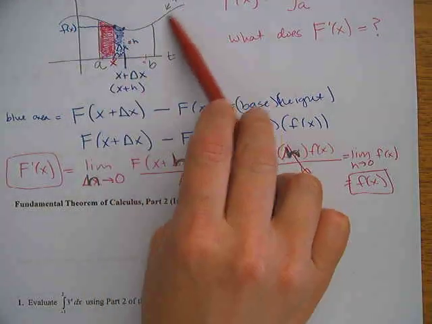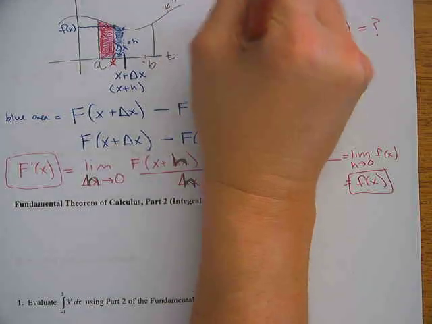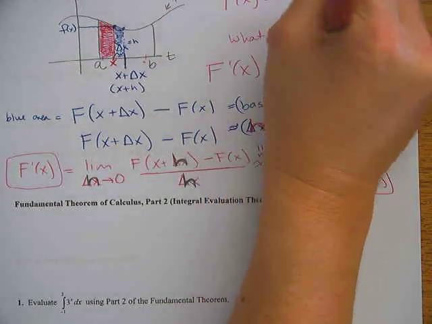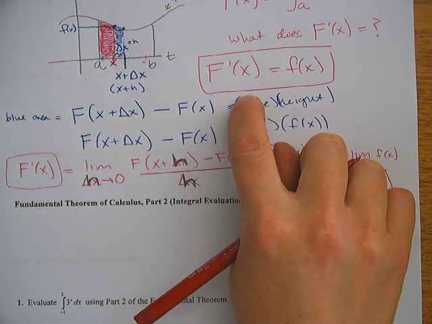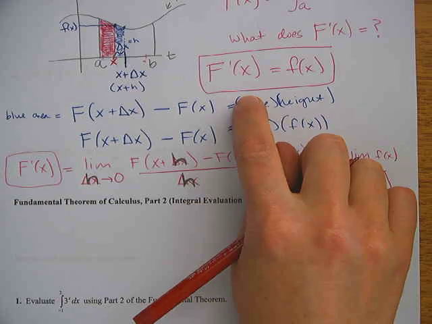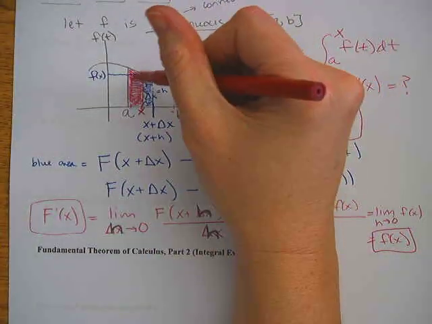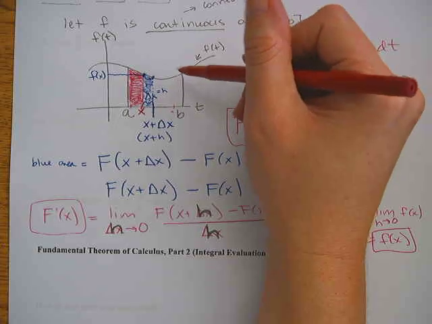So we basically have proven that the derivative of capital F, which remember was the area under little f up until x, that derivative is equal to this curve f of x, little f. So we basically have proven that F prime of x is equal to little f of x. And that right there is the fundamental theorem of calculus.